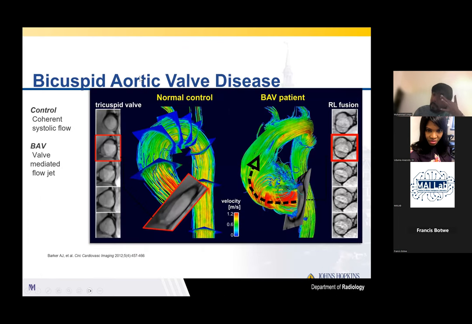So bicuspid aortic valve is one of the areas that has been studied a lot with the 4D flow, and there's lots and lots of insights not only about how it alters the flow dynamics at the level of the valve leaflets, but also how it alters the flow dynamics subsequently into the ascending aorta, and the wall shear stress from the eccentric jets, because obviously it's not three leaflets, it's two leaflets, and the jet is not going to be central into the ascending aorta. It's going to hit one of the walls, and that wall is going to get weak.